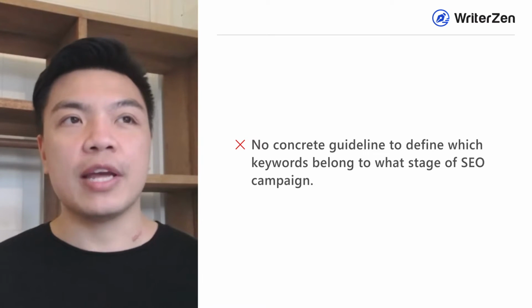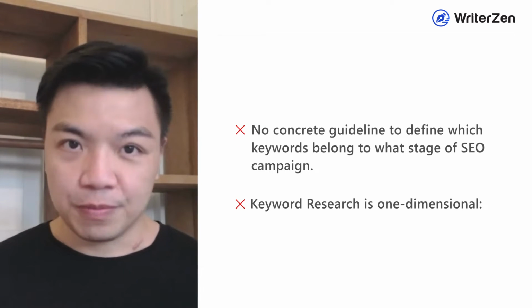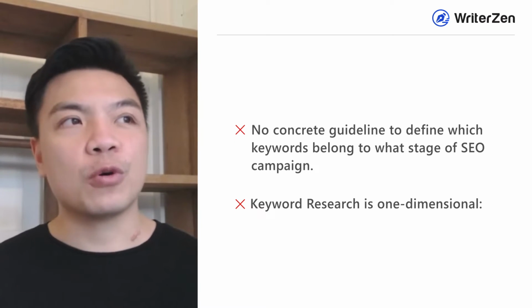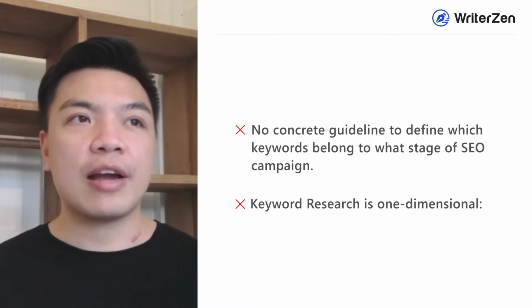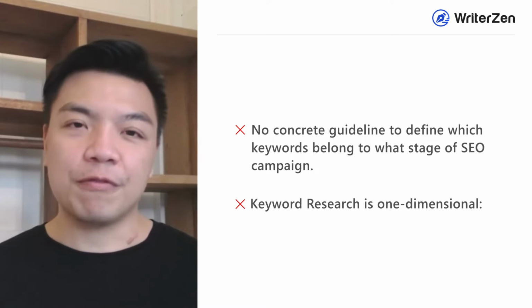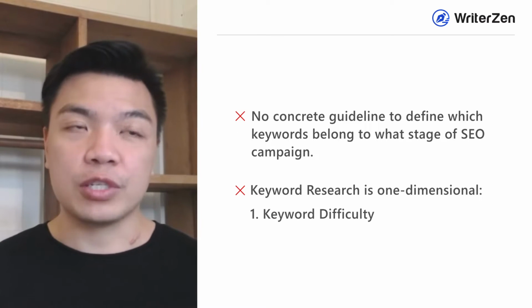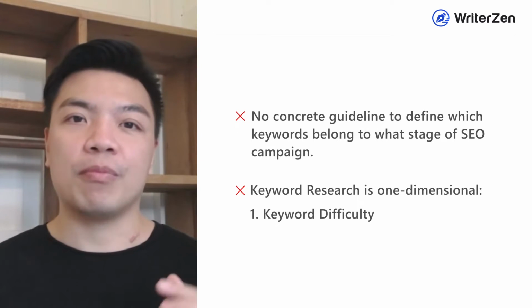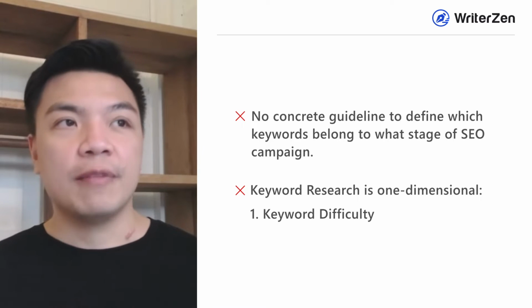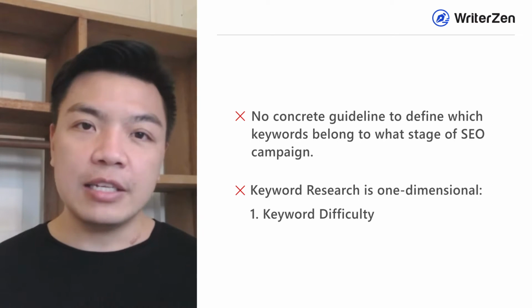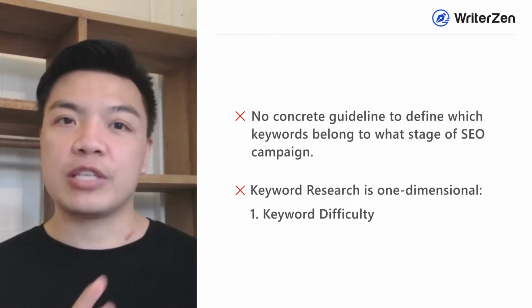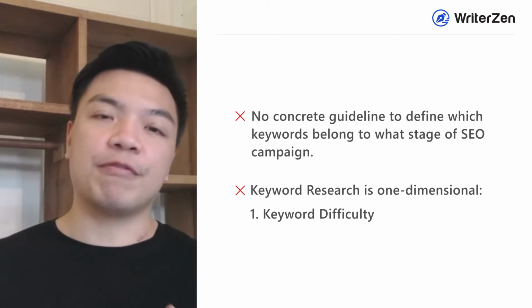The first reason is keyword research has been extremely one-dimensional. What do I mean by that? First of all, when you do keyword research, you rely on a few data points. The first is KD, which is keyword difficulty, which usually derives from the tool you use. If you use Ahrefs, they have a different KD system than if you use Mangools or SEMrush. They all have very different KD systems.